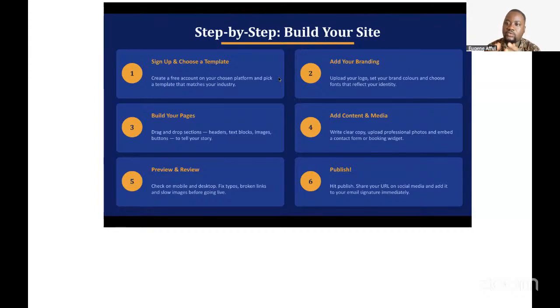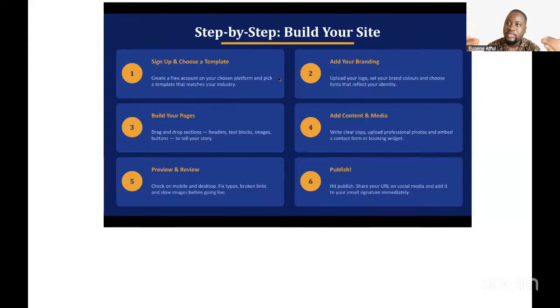Okay, and now we will move on to our pages. You drag and drop and then build a few pages. So our headers, our text, we put our images where they are supposed to be. We put our buttons where they are supposed to be, and a few texts if we need them. Okay. And then we add our media, our content. All right. We have to put in our clear copy.